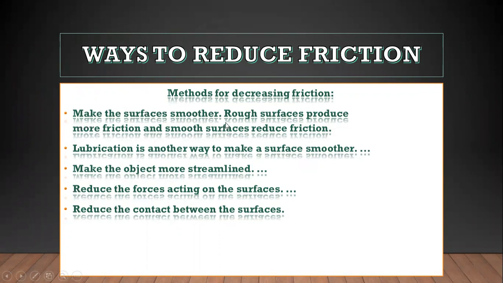Make the surfaces smoother. Rough surfaces produce more friction and smooth surfaces reduce friction. Like you can slip on a smooth floor, and it will be difficult for us to climb a mountain or walk on a rough road. Lubrication is another way to make a surface smoother. Make the object more streamlined, reduce the forces acting on the surface, and reduce the contact between the surfaces.